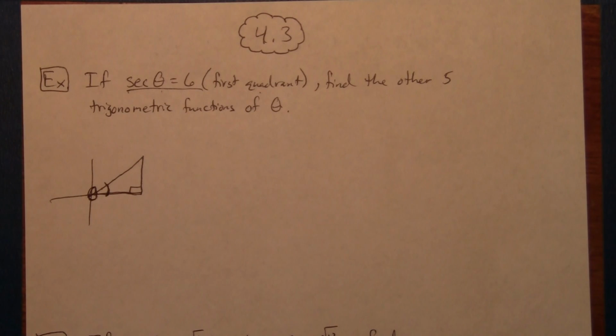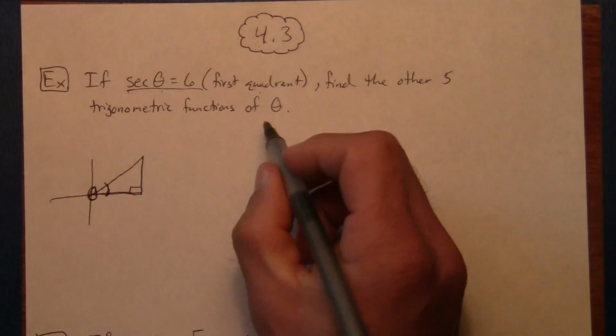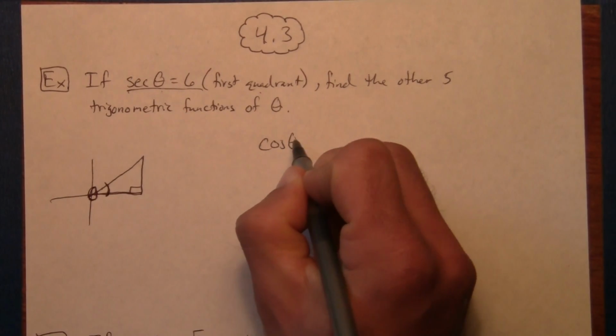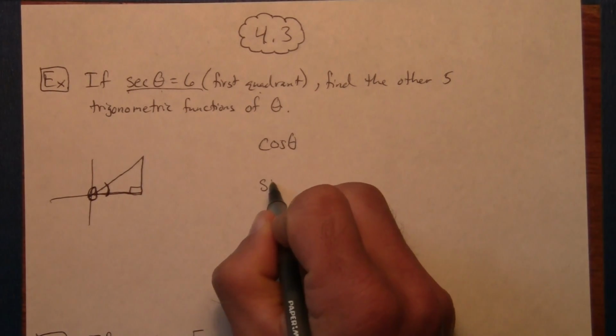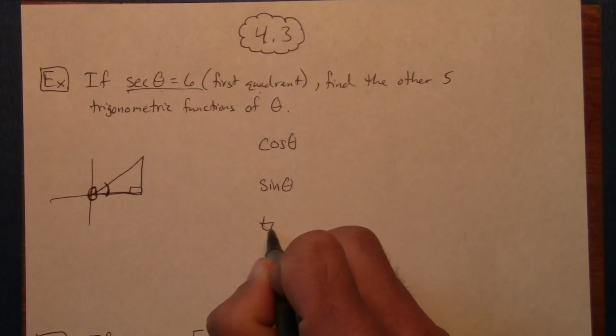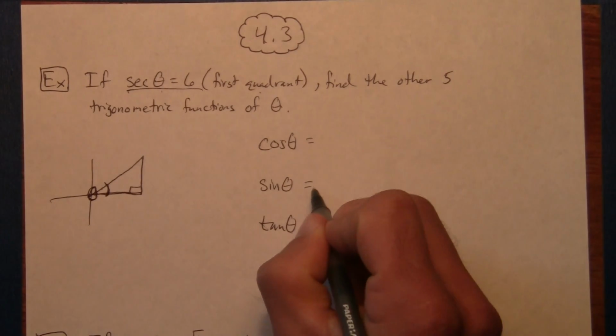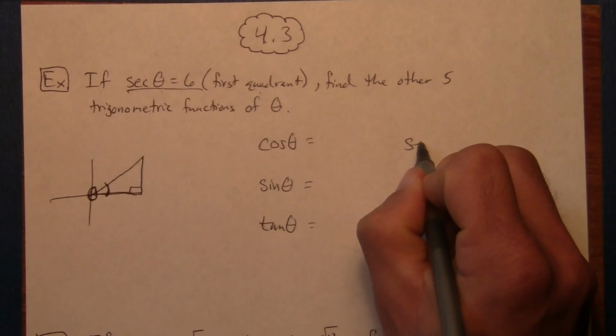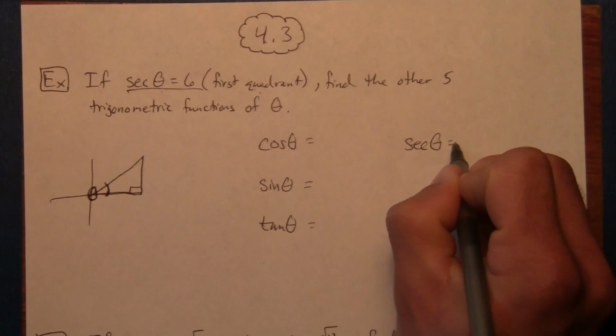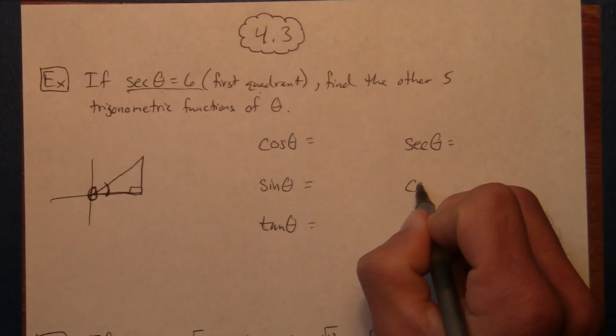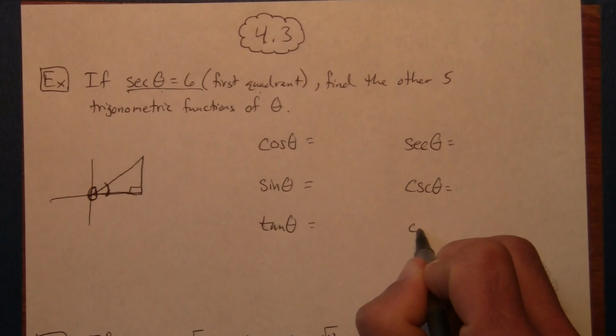Alright, now I want to find 6 trig functions, so I'm just going to quick list them out. I need the cosine, I need the sine, I need the tangent. I always do the 3 original, the ones that we're most familiar with. And then I'm going to need the secant. I don't technically need to write this one out since they gave it to us. I need the cosecant, and I need the cotangent.